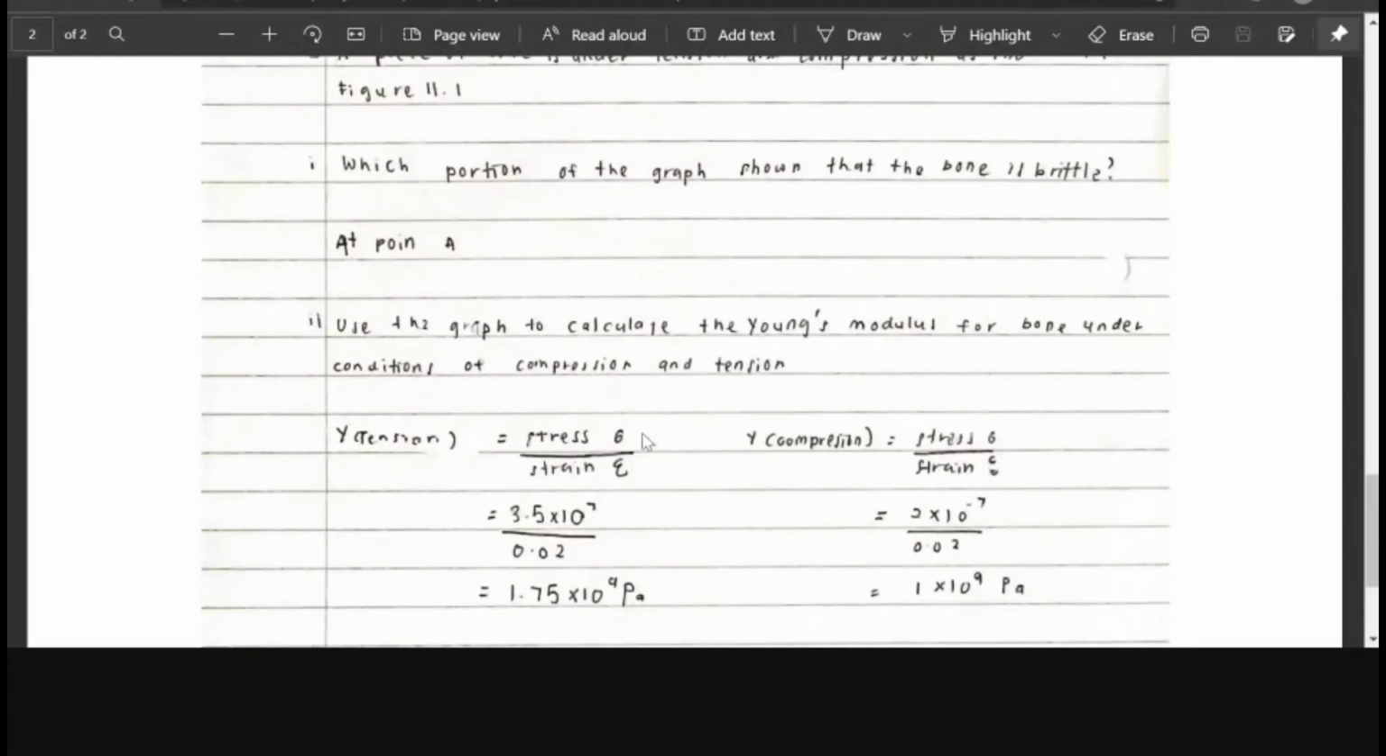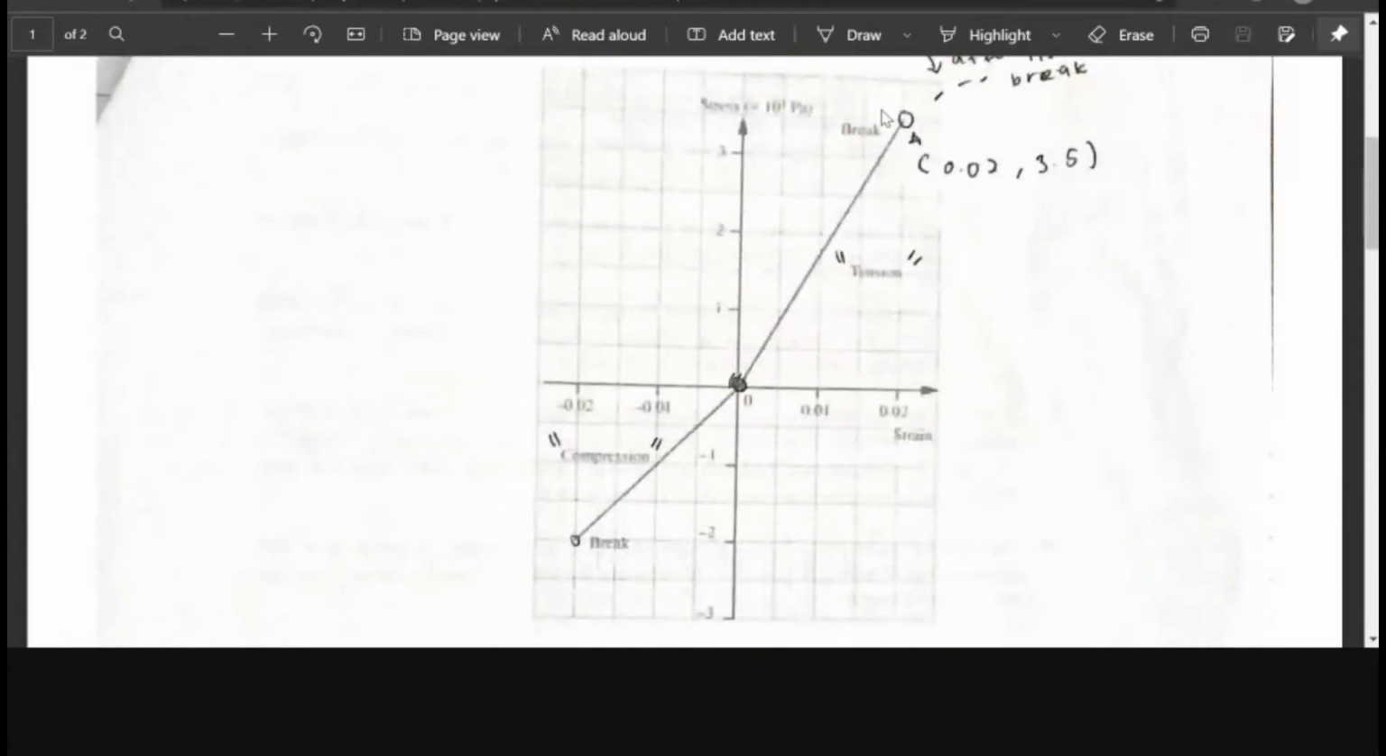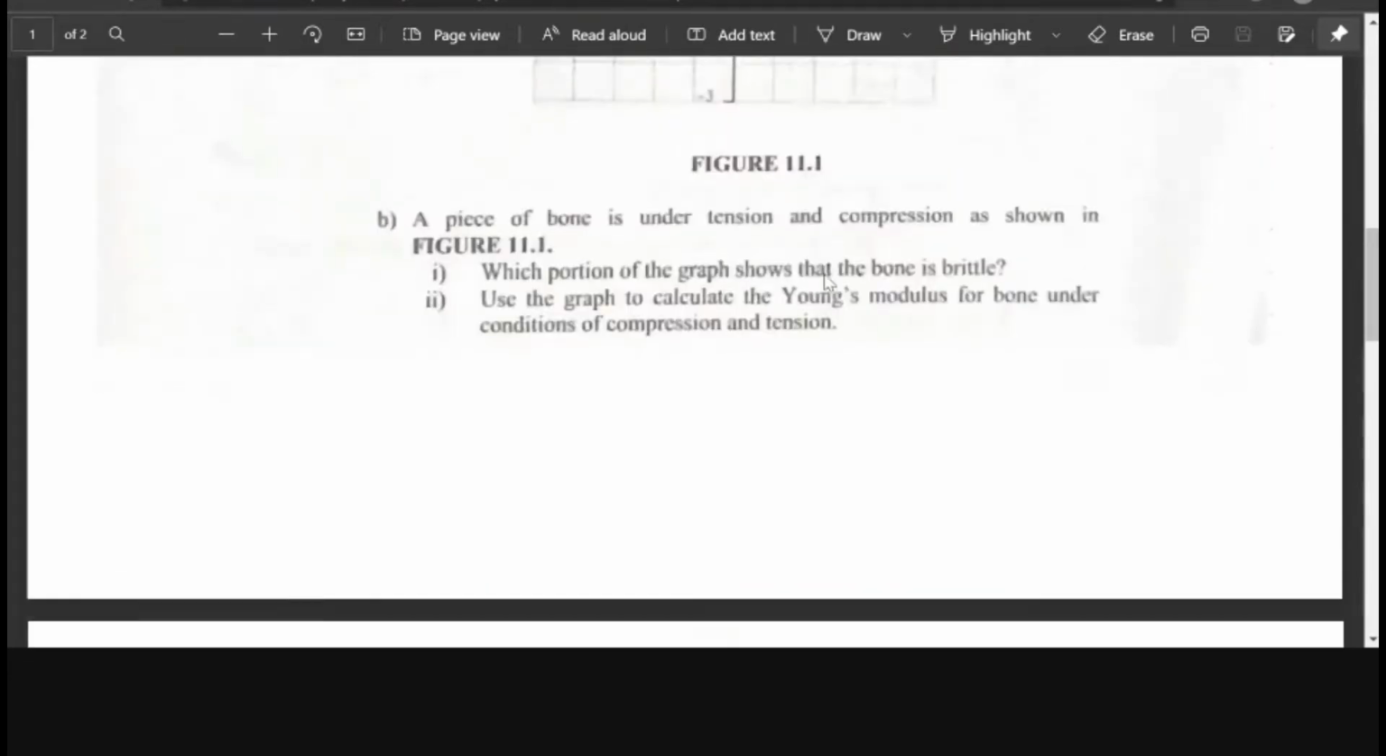Okay, so guna stress over strain. So dia nak minta dekat bahagian compression dengan tension. So ada dua lah, kita kena kira dekat tension dan compression. So kita boleh tengok kat sini daripada graf ni, ni adalah bahagian tension atas ni, yang bawah ni adalah bahagian compression. So untuk tension ni kita kena pilih point dia, macam koordinat dia lah. Contoh saya ambil yang ni, atas sekali ni untuk tension. So saya ambil 0.02 dengan 3.5. Okay, good.